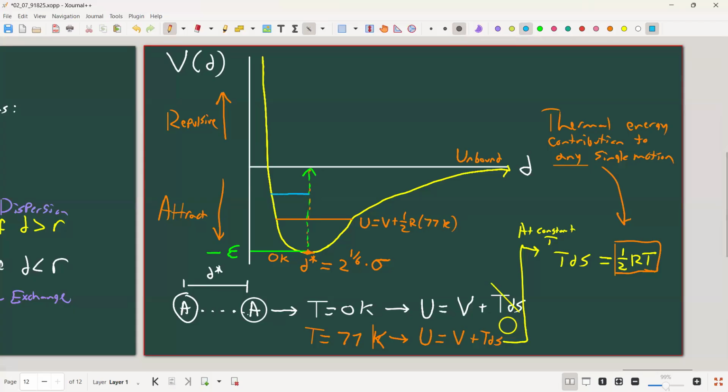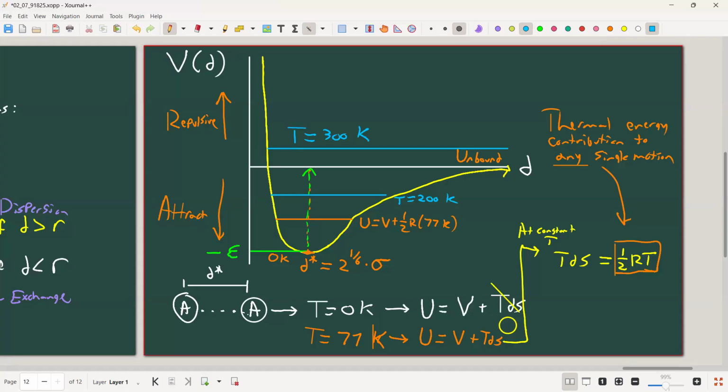Right, maybe we're at 300 Kelvin. Let's say this is T equals 200 Kelvin. And then eventually, maybe we get it so hot, the amount of temperature is above the barrier. Maybe we're so hot that the amount of thermal energy we have is higher than the attraction.